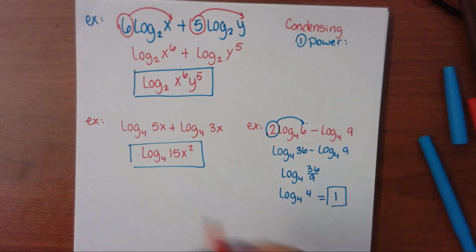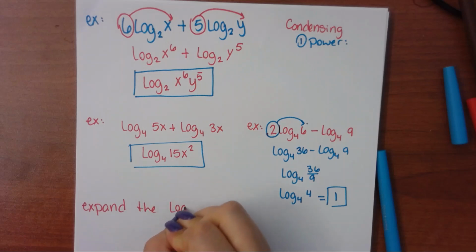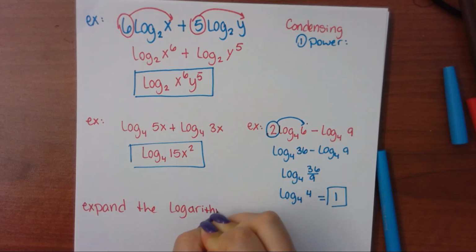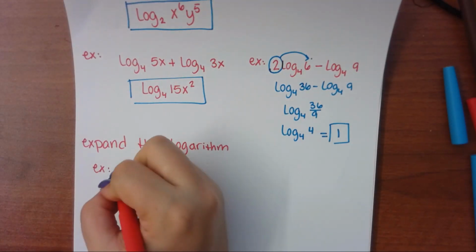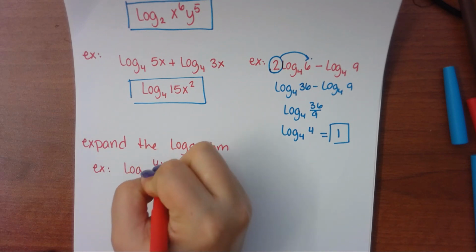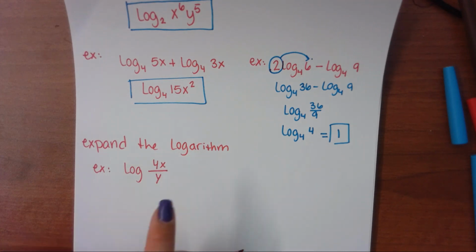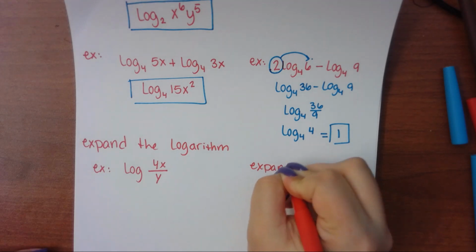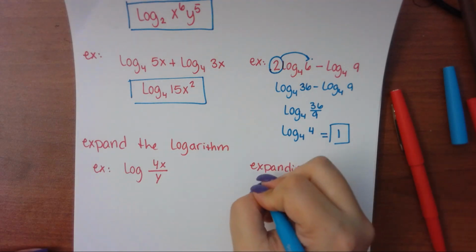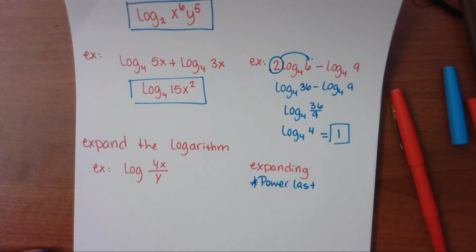Now we're going to talk about expanding. Expand the logarithm. To expand the logarithm below, let's look at this one. Let's say I have log of 4x divided by y. So the 4x and the y, the first thing I would kind of start with is either the product property or the quotient property. In expanding, I would do the power property last. So either your product or your quotient.